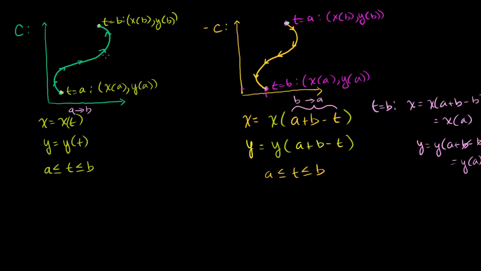And the question I want to answer in this video is how a line integral of a scalar field over this curve, so this is my scalar field, a function of x and y, relates to a line integral of that same scalar field over the reverse curve, the curve going in the other direction. So the question is, does it even matter whether we move in this direction or that direction when we're taking the line integral of a scalar field? And in the next video, we'll talk about whether it matters on a vector field.